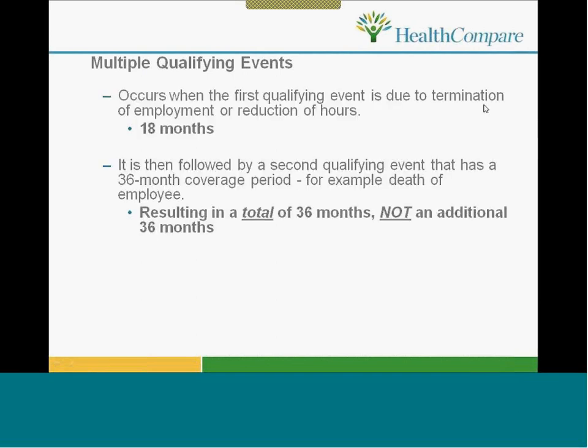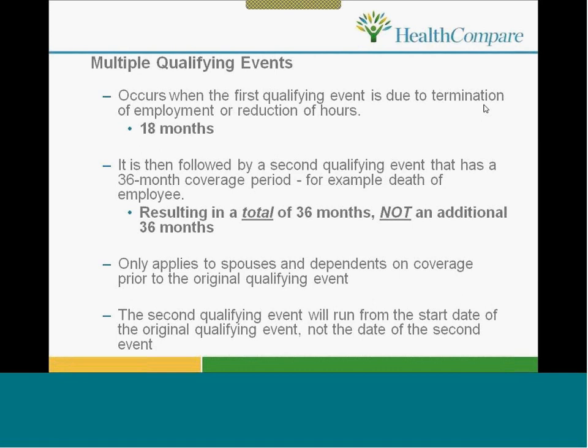Another way we could extend COBRA past 18 months would be qualifying events that happen during that time frame. The dependent qualifying events are valid for 36 months. Those are: death of a covered employee, divorce, legal separation, loss of dependent child status, enrollment in Medicare where the dependents lose coverage, and bankruptcy for retirees and families.